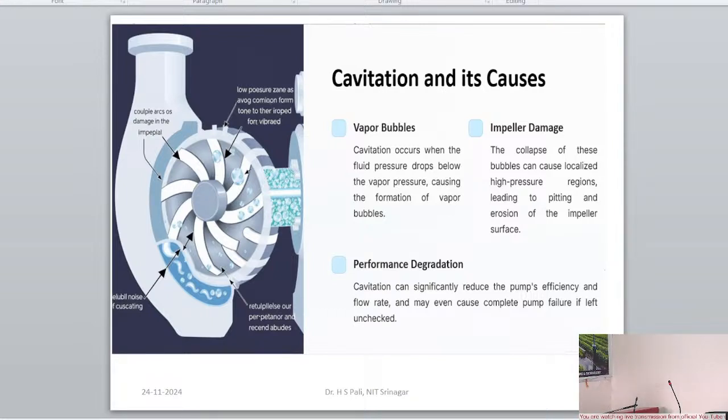If you want to increase the efficiency of the same pump, you can understand what is the meaning of efficiency? Output upon input. So what is our objective, being an engineer, being a good practice, we want to apply this pump technology, then we want more efficiency.